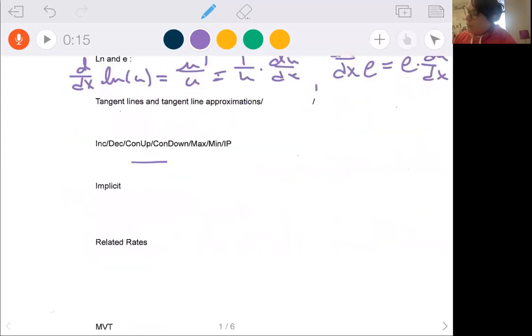Tangent lines. We drilled that one in last year, didn't we? And I said, I'm 100% sure you're going to get an equation of a tangent line on the AP exam. And sure enough, everyone did. They were all different tangent lines, but I know you had one.